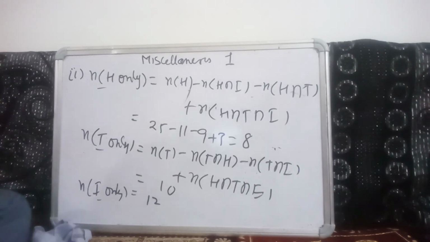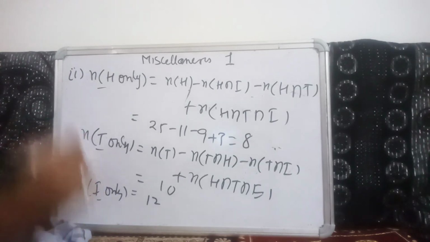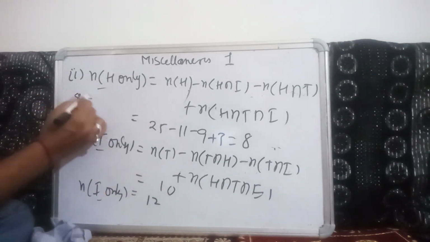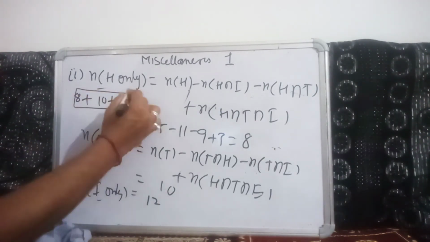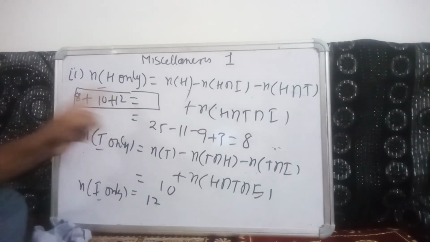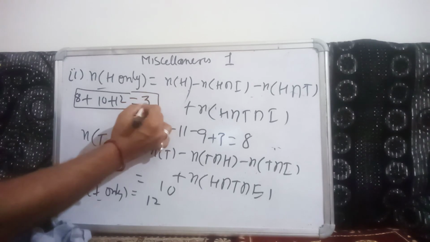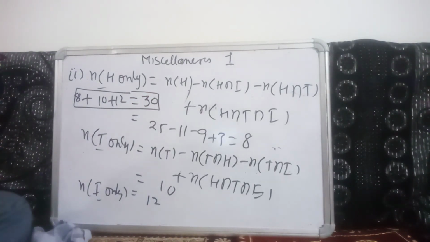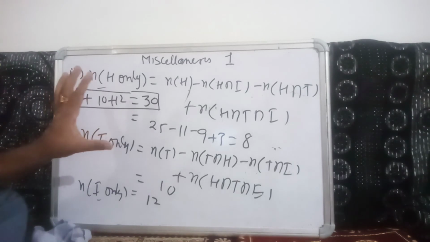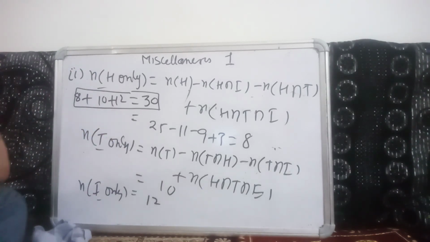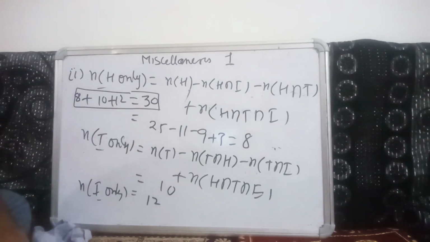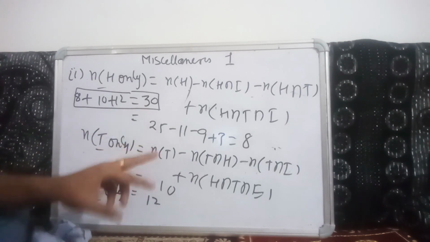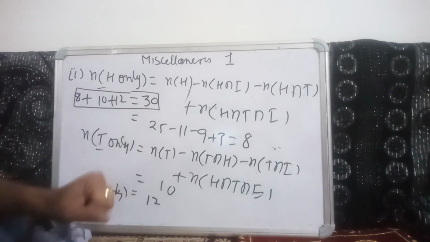Therefore, the total number of people who read exactly one of the newspapers will be their sum, means 8 plus 10 plus 12. The answer is 12 plus 8, 20, plus 10, 30. So there are 52 people who read at least one of the newspapers, but there are 30 people who read exactly one of the newspapers, H or T or I, right?